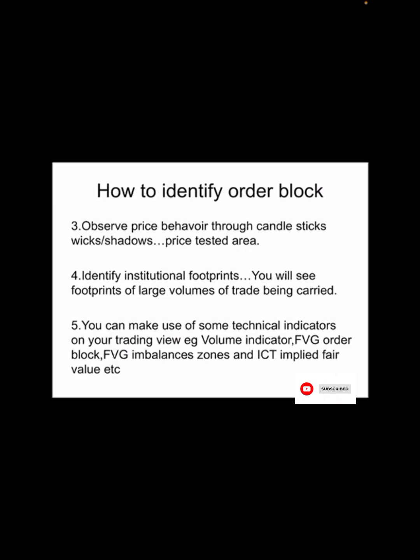Number 3 thing to note is to also observe price behavior through candlesticks, wicks, and shadows. When price gets to those areas of high support and resistance where the order blocks are, there is always a rejection. The area is being tested. Those areas are tested through a rejection candle. A rejection candle simply means that wick that you are seeing, the shadow. When that shadow or wick of the candle appears, it means it's testing that area, testing if it can penetrate the area or it can't. So you have to watch out for those rejections.